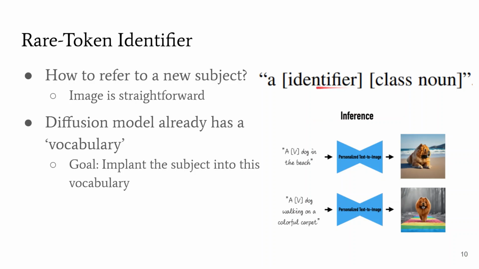So what is this unique identifier, and how do we obtain it? So let's look at some naive approaches.